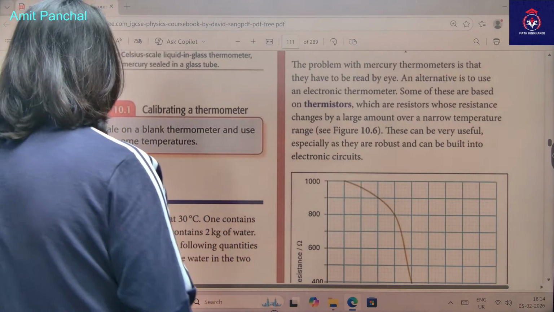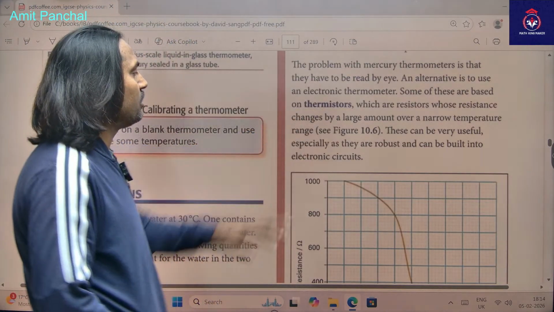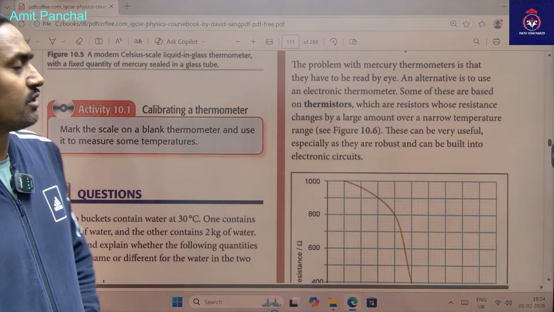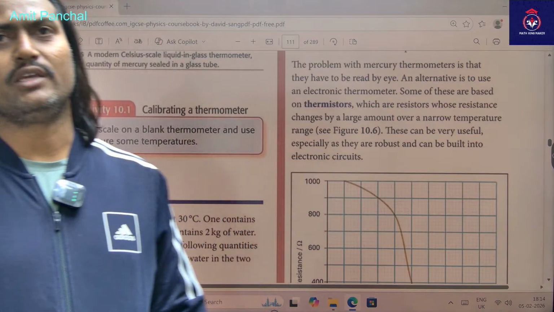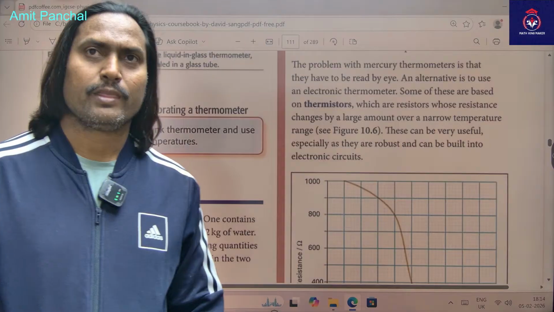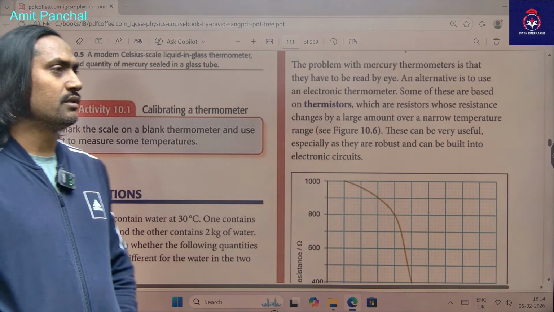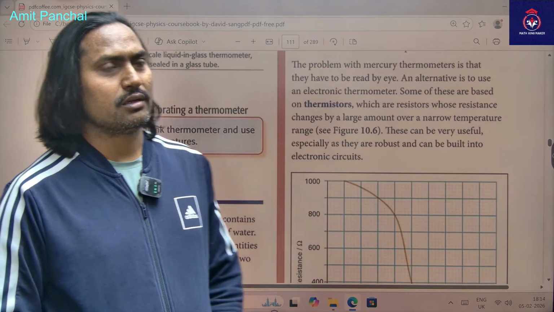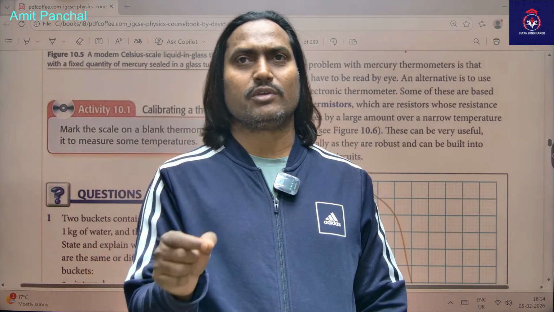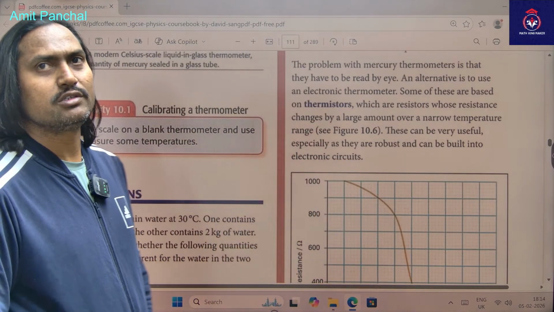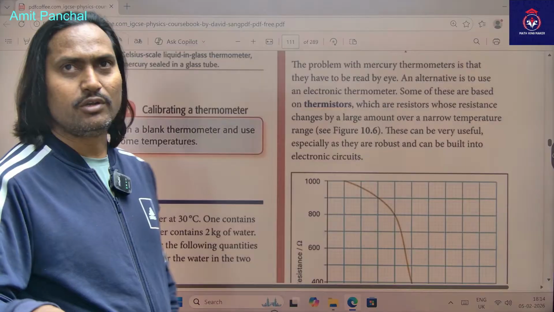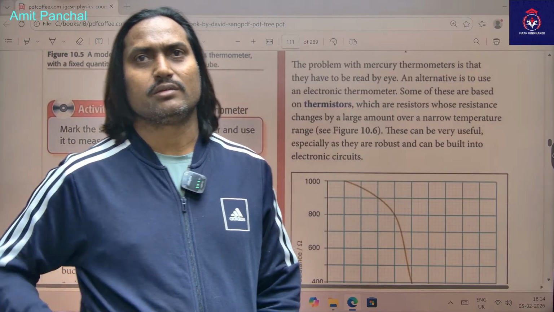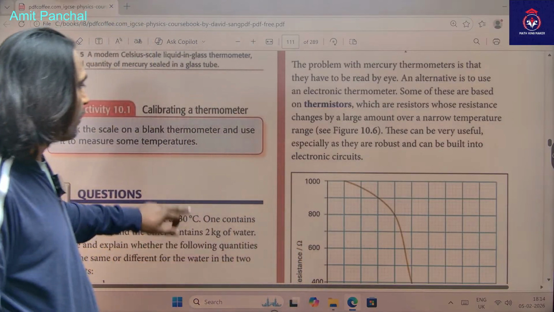If we have an electric thermometer, it is very robust in nature, rather than the glass filled with mercury, because that is very sensitive. If it is dropped, then it will break.